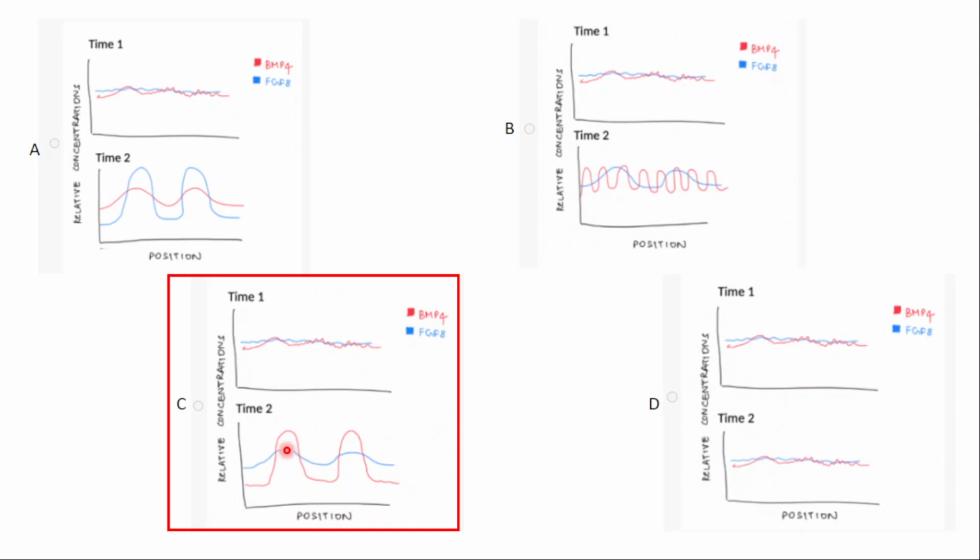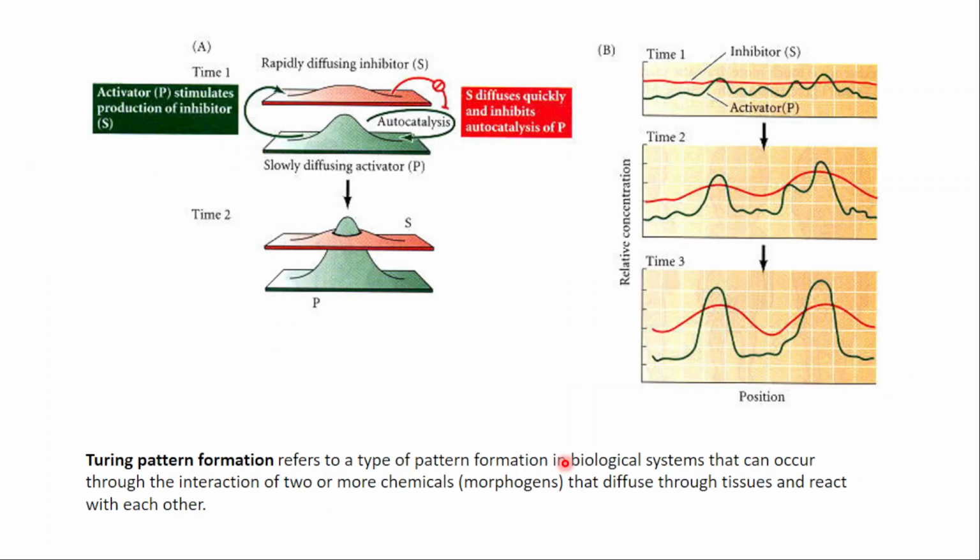So if you look at this, then the cusp that will form will be in this area where there is low BMP and medium FGF. So this is based on a model which is popularly known as Turing pattern formation model. This you can find in the Gilbert book, and also if you skim through the lectures.